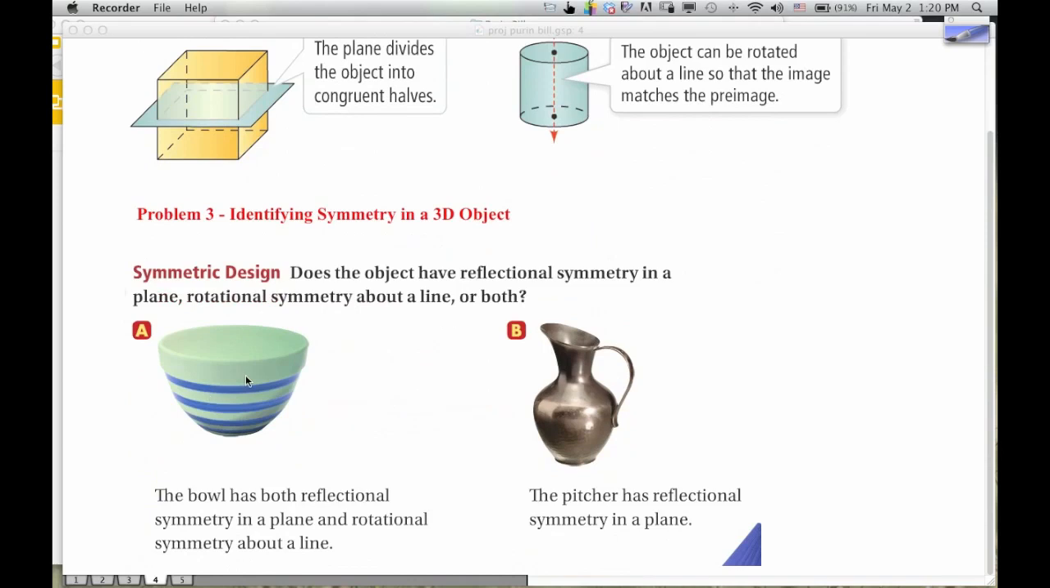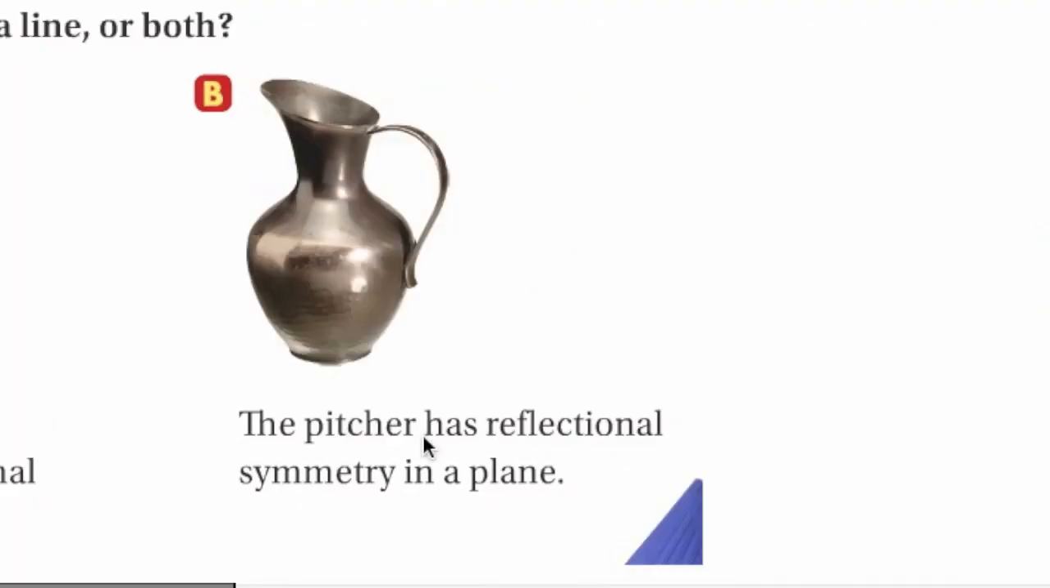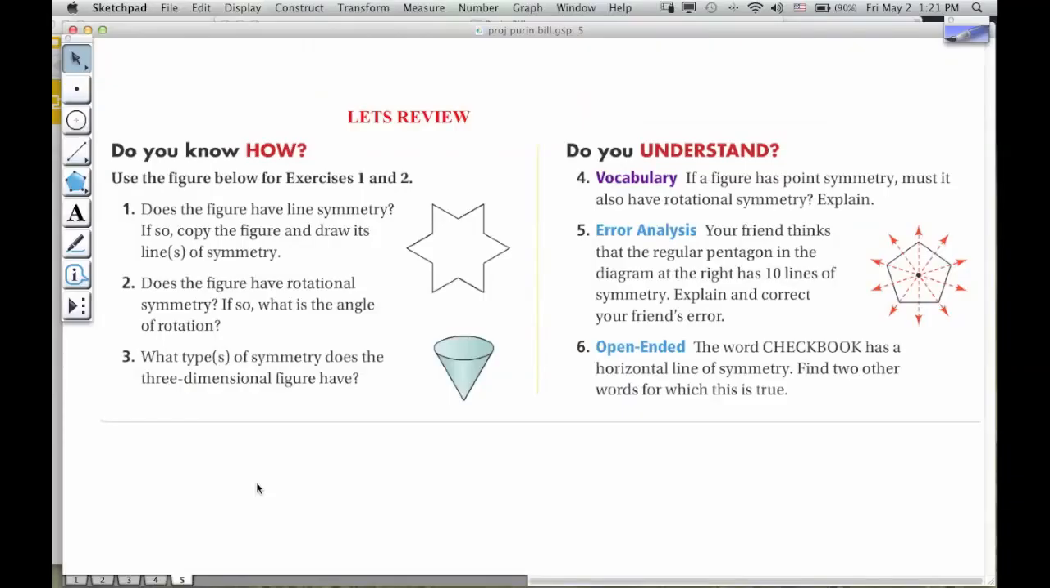A question that we will often find in this chapter is a question that asks us to identify symmetry in a 3D object. So in question A, we have a bowl, and a plane can be inserted into the bowl to divide the bowl in half, and the bowl can also be rotated about a line. So the bowl has both reflectional symmetry in a plane and rotational symmetry about a line. In question B, we have a pitcher, and a plane can be inserted into the pitcher to divide the pitcher into two congruent halves. So the pitcher has reflectional symmetry in a plane. Okay, so now we're gonna review.